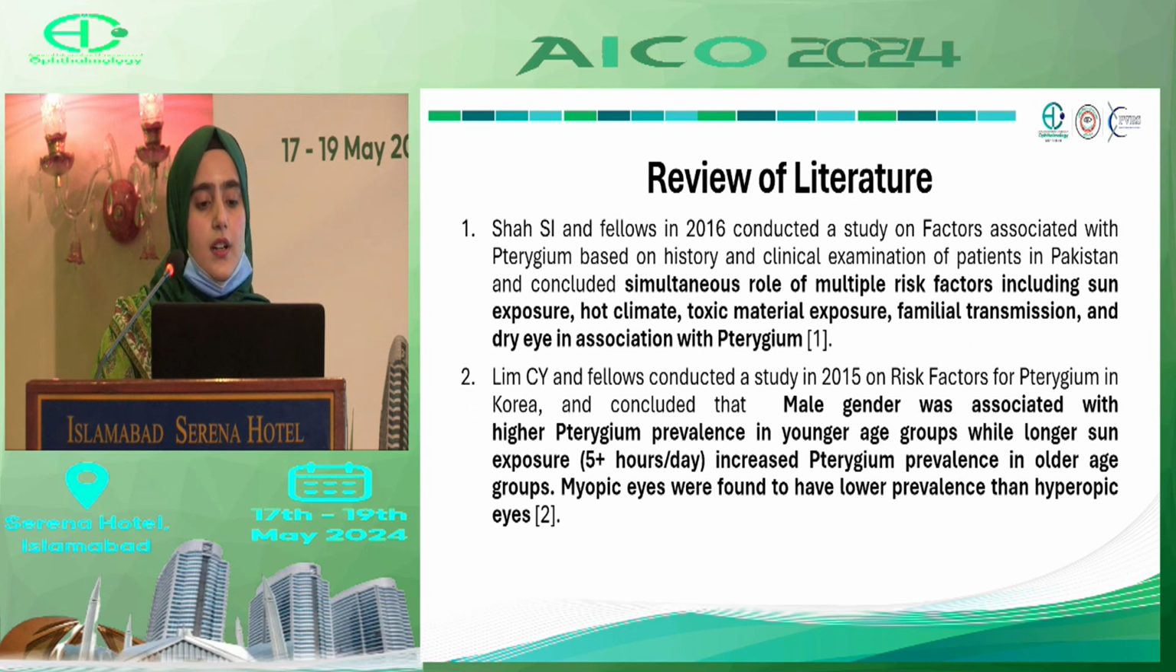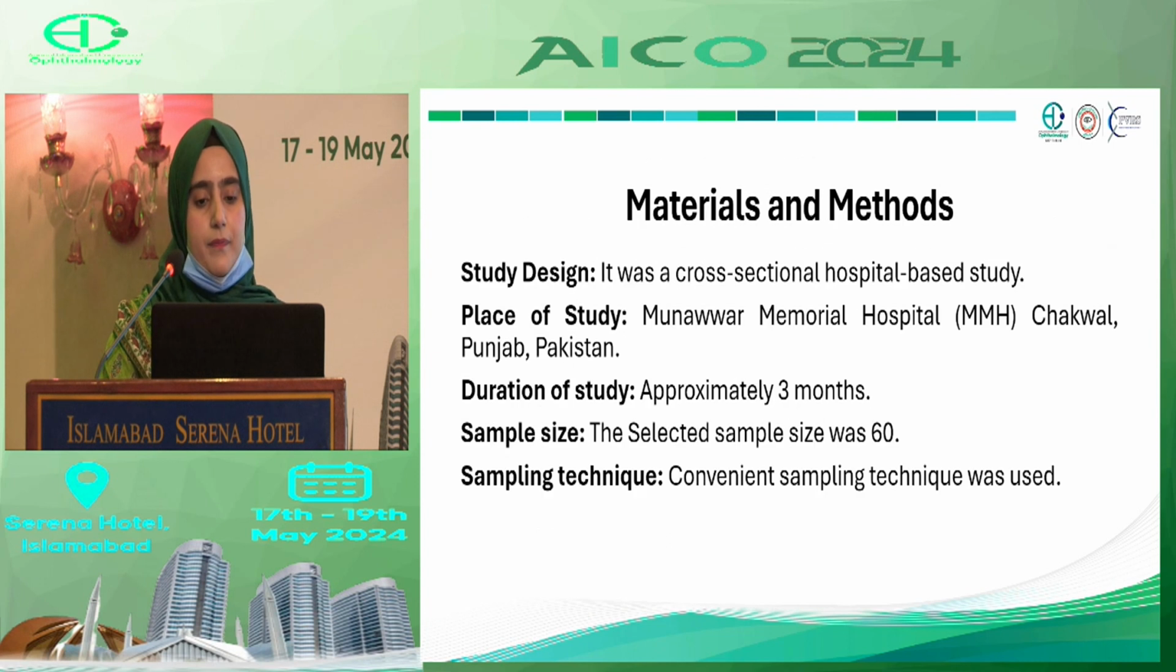Review of literature: Shah and fellows in 2016 conducted a study and concluded that the simultaneous role of multiple risk factors, including sun exposure, hot climate, toxic material exposure, familial transmission, and dry eye, is associated with pterygium. Similarly, Lim and fellows conducted a study in 2015 and concluded that male gender was associated with higher pterygium prevalence in younger age groups, while longer sun exposure increased pterygium prevalence in older age groups. Myopic eyes were found to have lower prevalence than hypermetropic eyes.